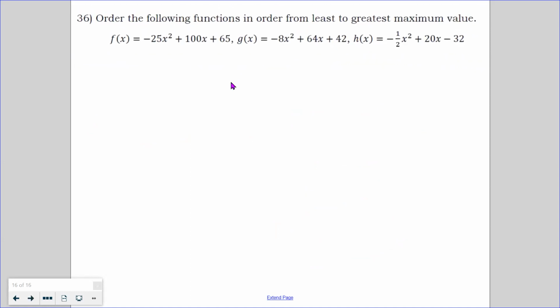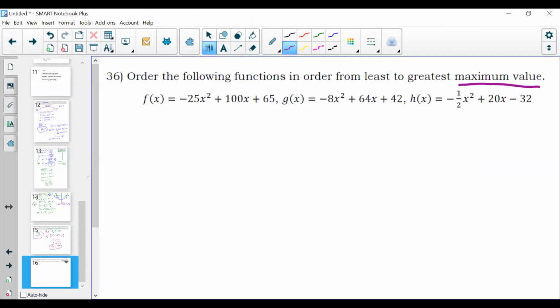Order the following functions in order from least to greatest maximum value. Hold on. Okay, let me figure this out. I have to figure out what it's really asking. Least to greatest maximum value. Okay. So what it's saying is to figure out what your vertex is, what your h, k is for each of these graphs, and once you figure that out, order them from the biggest K value to the smallest K value.